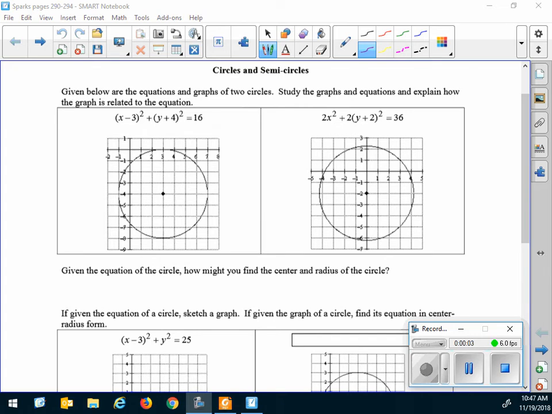Here we go. Question. All right. Circles and semicircles. Here we go. Given below, gentlemen, are the graphs of two circles along with their equations. Study the graphs and equations and explain how the graph is related to the equation. You did some work with circles in geometry, correct?